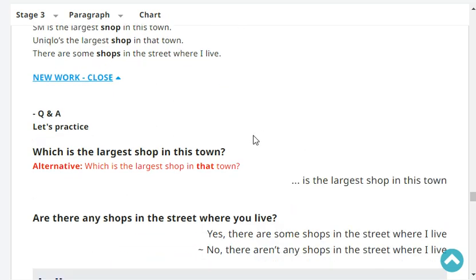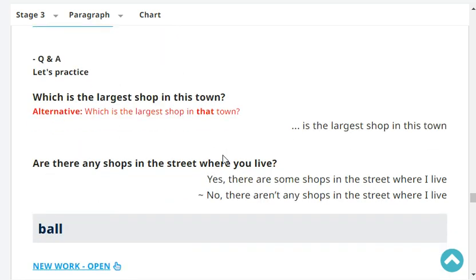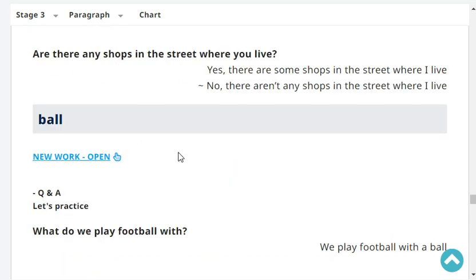Let's practice. Which is the largest shop in your town? Ion Mall is the largest shop in my town. Are there any shops in the street where you live? Yes or no? Yes, there are some shops in the street where I live. So it means there's like a convenience store when you go out, right? Yeah. Very good.